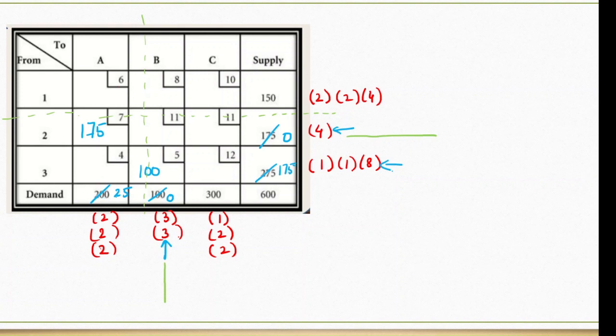So again, the minimum of the demand and supply for this particular cell is 25. So I'll be allocating 25 here. Now this becomes 175 minus 25, that's 150. So again, we'll not be taking this particular row, we'll not be taking this particular column forward. And I'll draw a dash here.